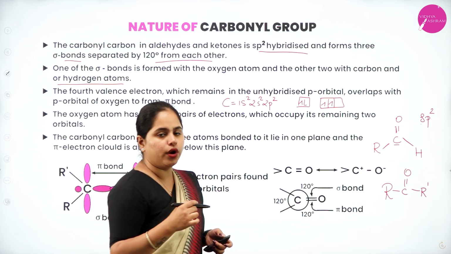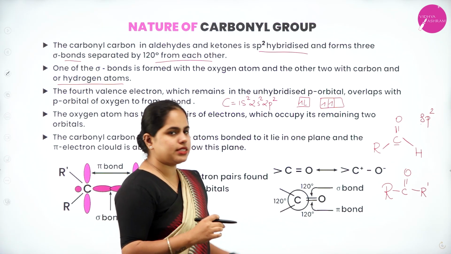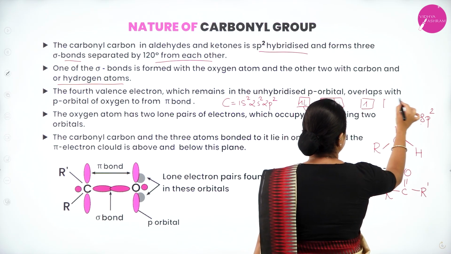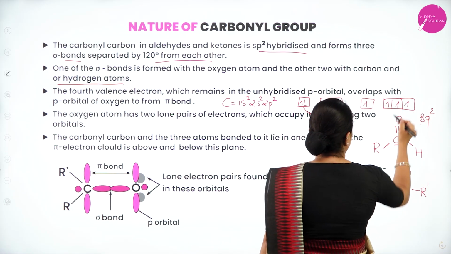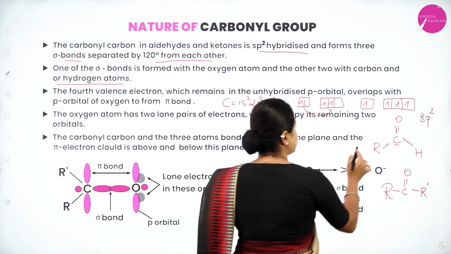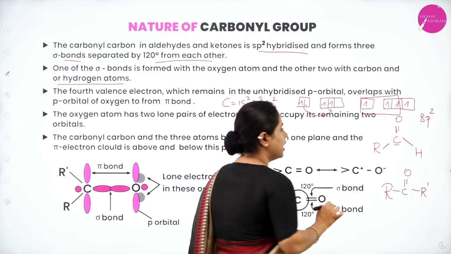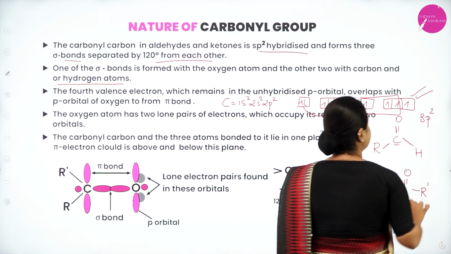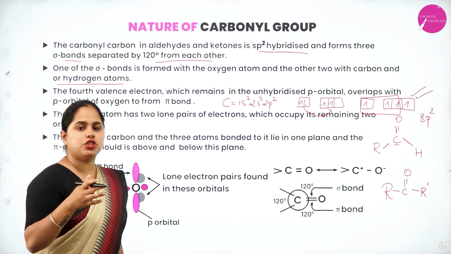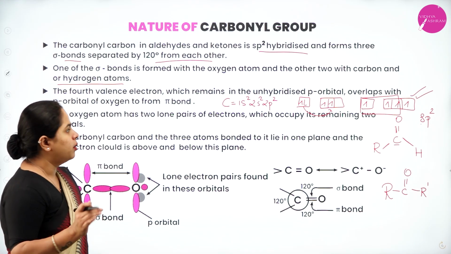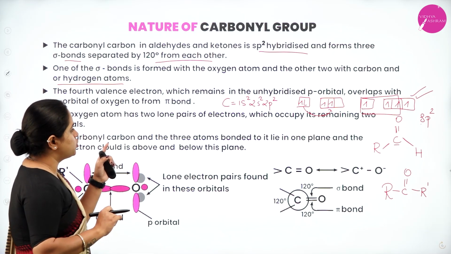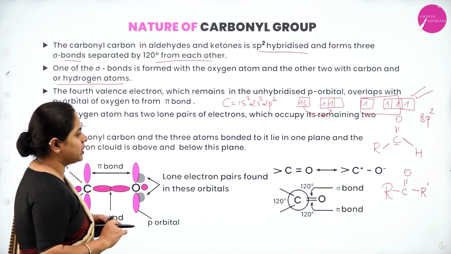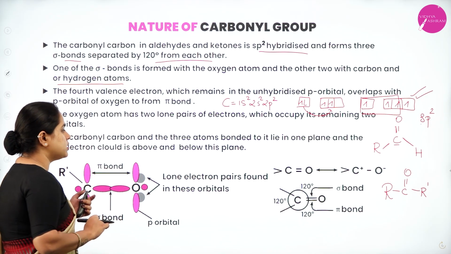So as discussed now, it is going to be sp2 hybridized carbon. The carbon is sp2 hybridized. So this electron shifts here and carbon in its excited state will have s and p3. This will be the structure, right? Electronic configuration. Now this s orbital and 2p orbitals will undergo hybridization and form 3 sigma bonds, right? Now what about this last orbital which is not taking part in hybridization? The orbital which does not take part in hybridization, that will form the pi bond, right? So the oxygen atom has 2 lone pairs of electrons which occupy its remaining 2 orbitals. The carbonyl carbon and the 3 atoms bonded to it lie in one plane and the pi electron cloud is above and below this plane.